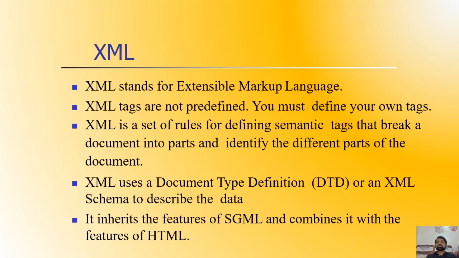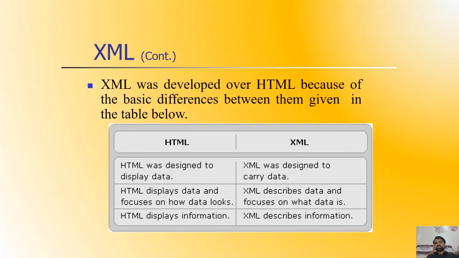XML is a set of rules for defining semantic tags that break a document into parts and identify the different parts of the document. XML uses the DTD, that is a document type definition, or an XML schema to describe the data. It inherits the features of SGML and combines them with the features of HTML. So XML has developed over HTML because of the basic differences between them, given in the table below.